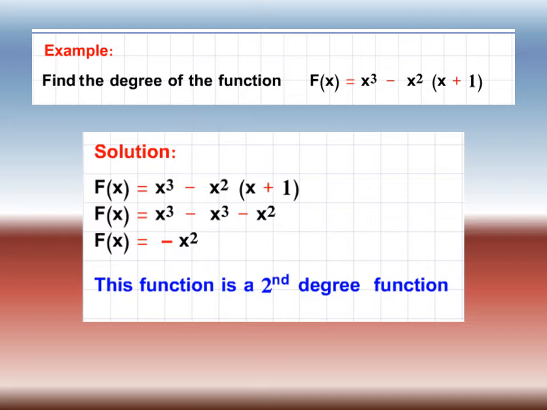Expand the bracket. f(x) = x^3 - x^2 multiplied by x equals -x^3. Then -x^2 multiplied by 1 equals -x^2. Then x^3 - x^3 - x^2 equals -x^2. Then the function is a second degree function.